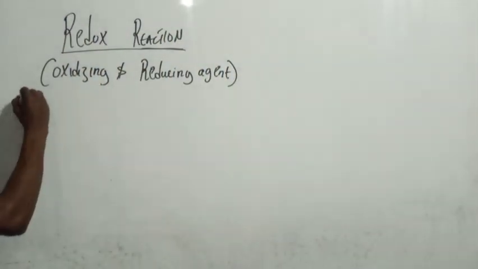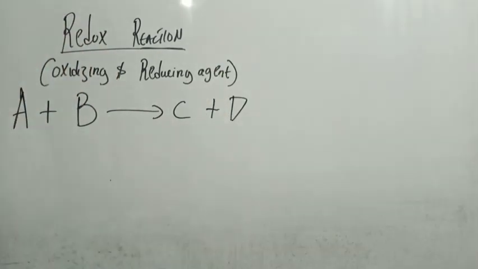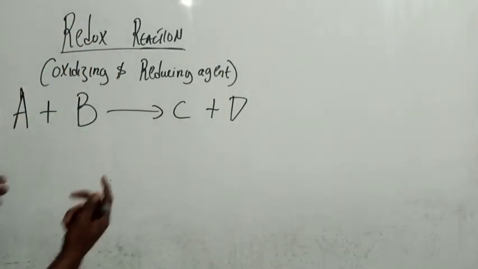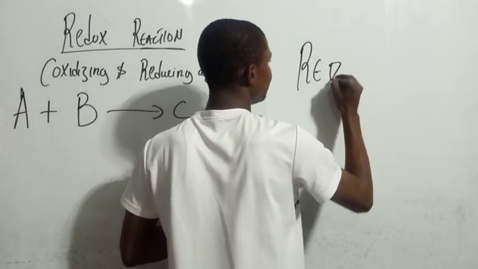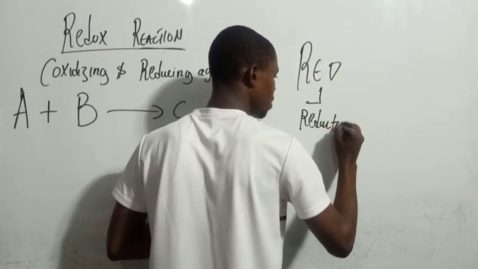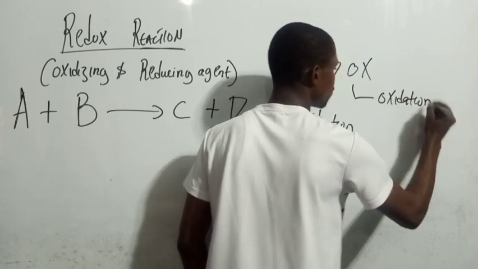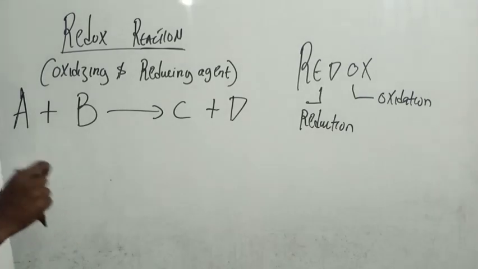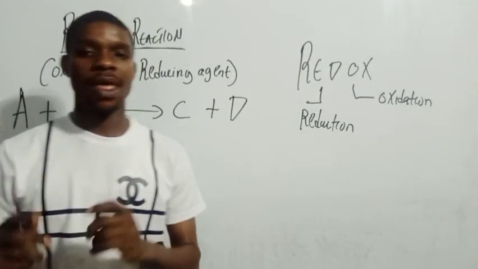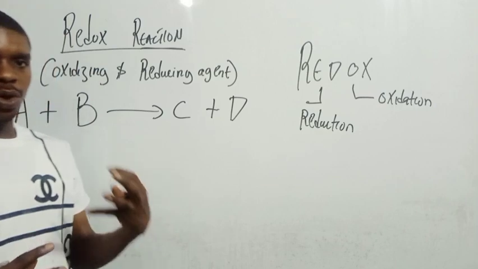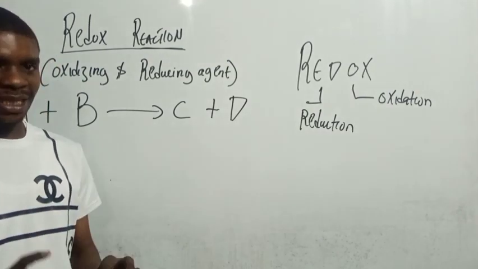So if we have A plus B equals C plus D, now in a redox reaction, there are two things you must know. Red means reduction. Ox means oxidation. So whenever you see a reaction that is a redox reaction, one of the reactants must be reduction and one of the reactants must be oxidation. As we move on in the video, I'm going to teach you how you can identify the one that is oxidation and the one that is reduction. But for now, understand the basic concept.